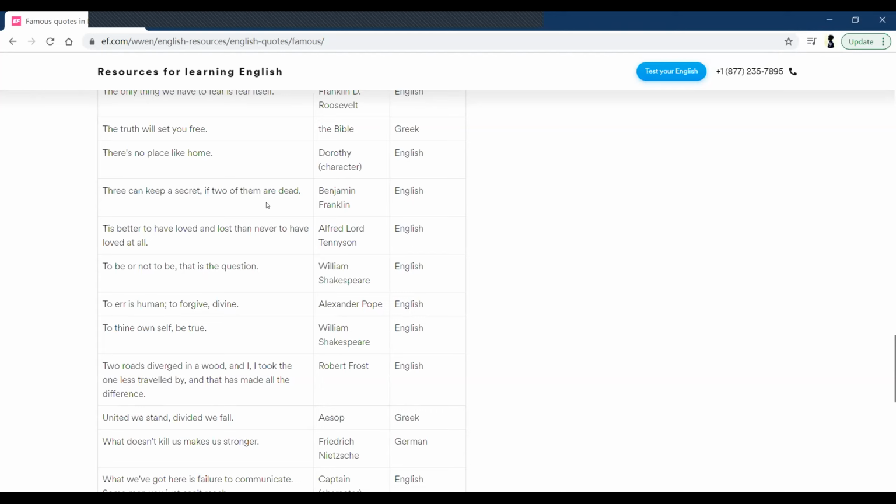To err is human, to forgive divine. So this is by Alexander Pope. Basically saying humans make mistakes all the time, but forgiving someone is pretty hard, I guess, especially if what they did is bad.